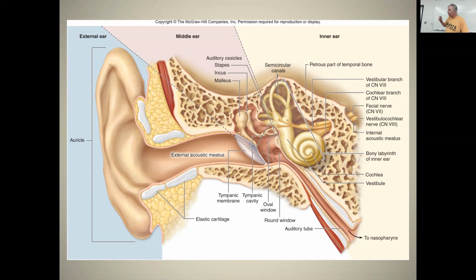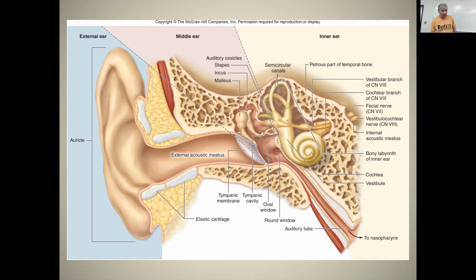The malleus is attached to the tympanic membrane. The stapes is attached to what's called the oval membrane, which is much smaller than the tympanic membrane. So in essence, the sound waves are amplified from the tympanic membrane to the oval membrane by the middle ear ossicles because the oval membrane is much smaller. You have this larger membrane being pushed back and forth, and that is amplified to a greater push back and forth on the oval window.